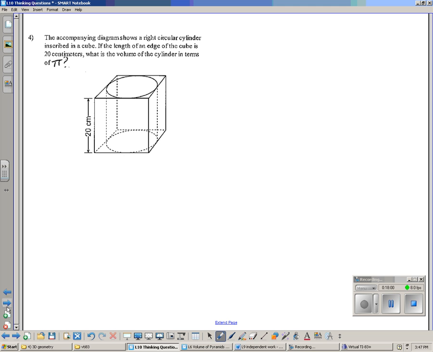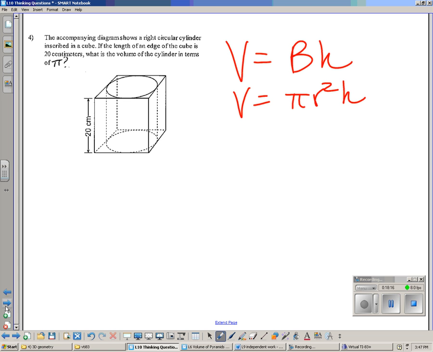All right, number 4 says, the accompanying diagram shows a right circular cylinder inscribed in a cube. If the length of the edge of the cube is 20, then what is the volume of the cylinder? So again, volume of a cylinder is big B times H. Big B gets replaced with pi r squared since we're working with a circular base. And what we need to figure out are the radius and the height of the cylinder.